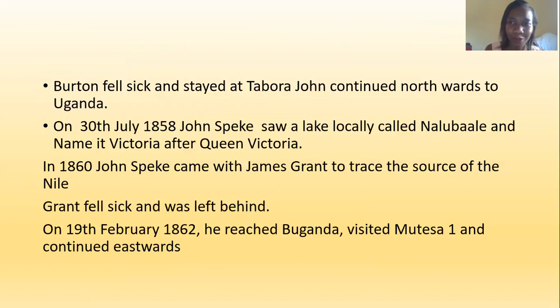Then later, because there had to be someone who would prove what John Speke had said, John Speke came back in 1860 with James Grant to establish the source of the Nile. Again, James Grant fell sick and was left behind, and so John Speke continued by himself. On 19th February 1862, he reached Buganda and visited Mutesa I and continued eastwards. Mutesa I was the Kabaka. Remember, the title of the king in Buganda was the Kabaka of Buganda.